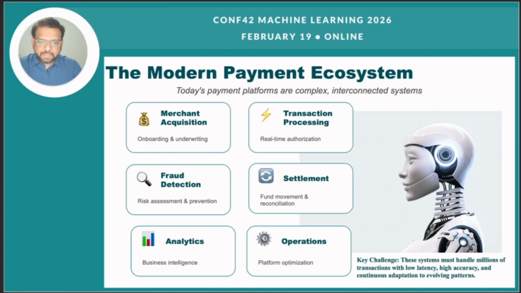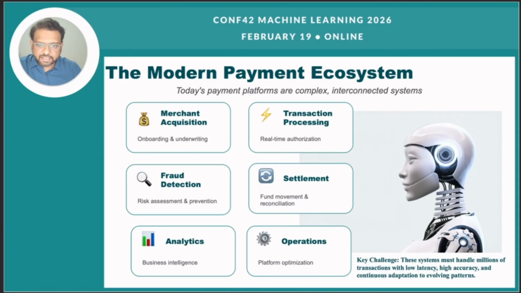Let's start by understanding what we mean by the modern payment ecosystem. When we talk about the modern payment ecosystem as of today, we are not just talking about moving money from one bank to another, or point A to point B. We are dealing with much more complex, interconnected systems that span multiple domains. At a high level, we have merchant acquisition, the process of onboarding and underwriting new merchants, and then transaction processing, where payments are authorized and executed in real time. Then there is fraud detection, which needs to continuously assess risk and prevent fraudulent activity on a day-to-day basis. Settlement handles the actual movement of funds and reconciliation across the payment network.